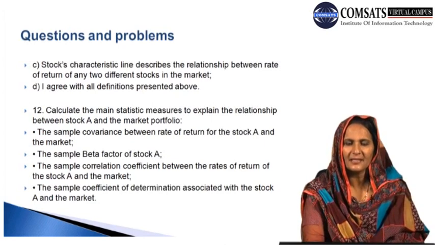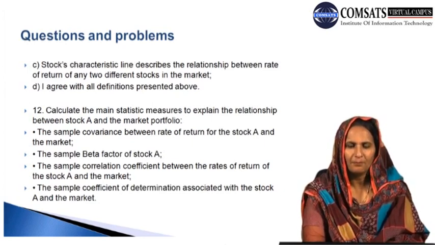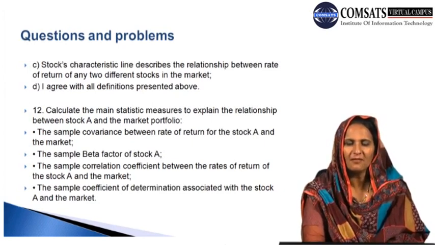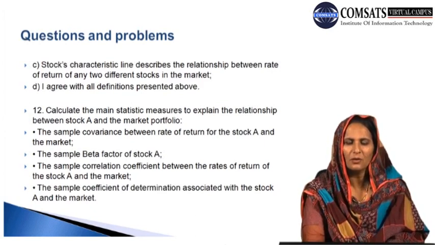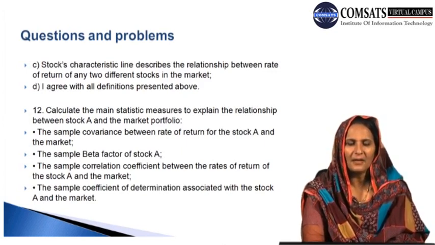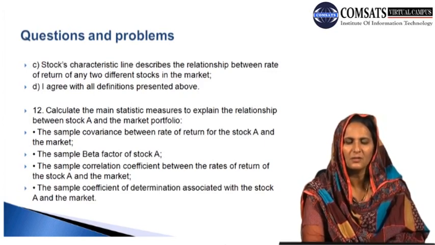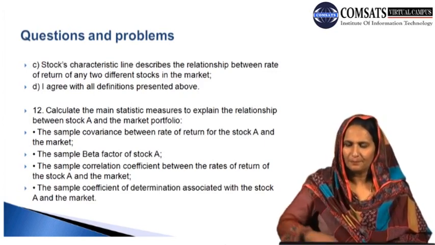Calculate the main statistics used to explain the relationship between stock A and the portfolio of the market. The sample covariance between rate of return for the stock A and the market. The sample beta factor of the stock A. The sample correlation coefficient between the rate of return of stock A and the market. Then another part of the question is the sample coefficient of determination associated with the stock A and the market.